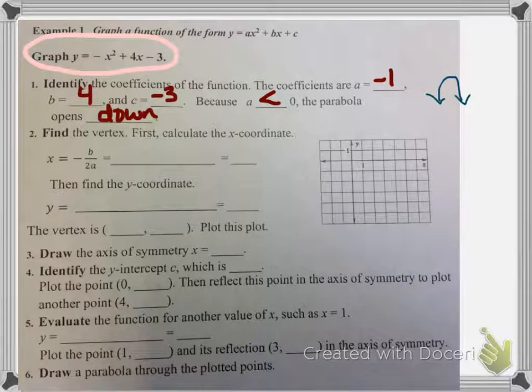It's going to be opening down. We need to find a vertex. Well, we have to use a formula that they're giving us right here: x equals negative b divided by 2a. So I already know what a, b, and c are up on the top. So it's a negative b, my b is 4, divided by 2 times a, well a is a negative 1.